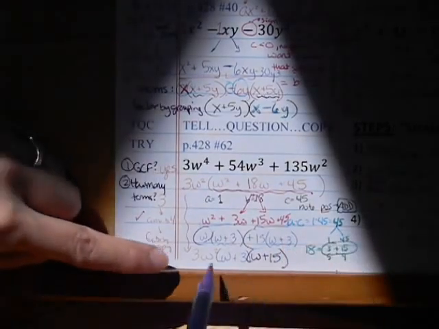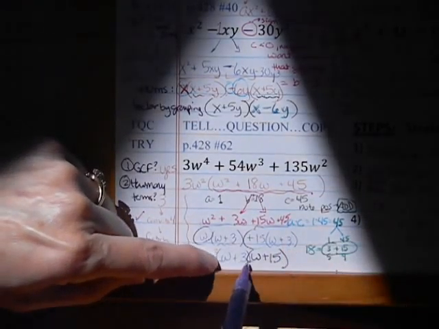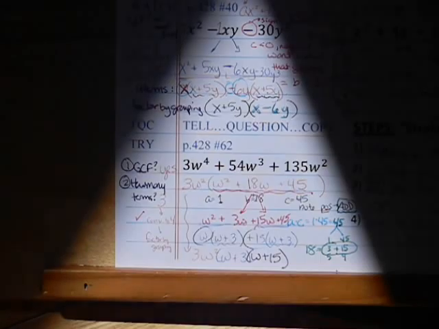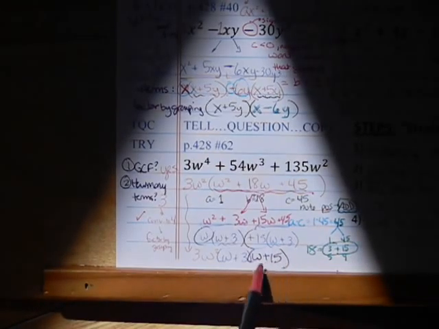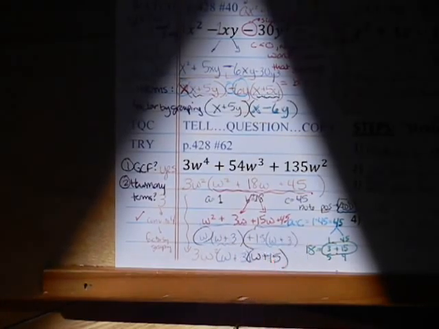So the final version of this is 3w squared times w plus 3 times w plus 15. And we just do a quick check. W plus 3 can't go any further, and w plus 15 can't go any further. It's 2 terms, but they don't match the difference of squares, difference of cubes, or sum of cubes situation. Okay, so that would be our answer on that one.